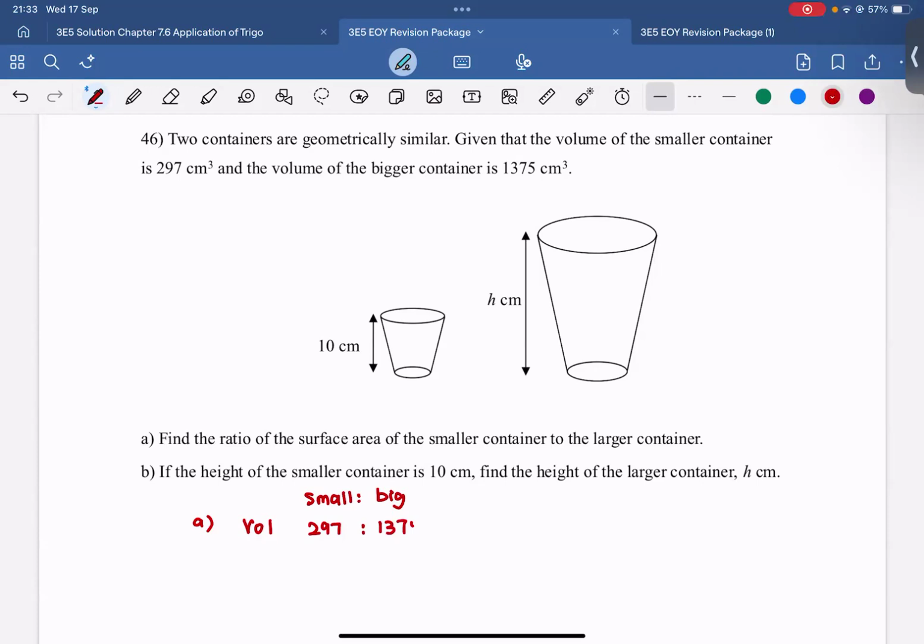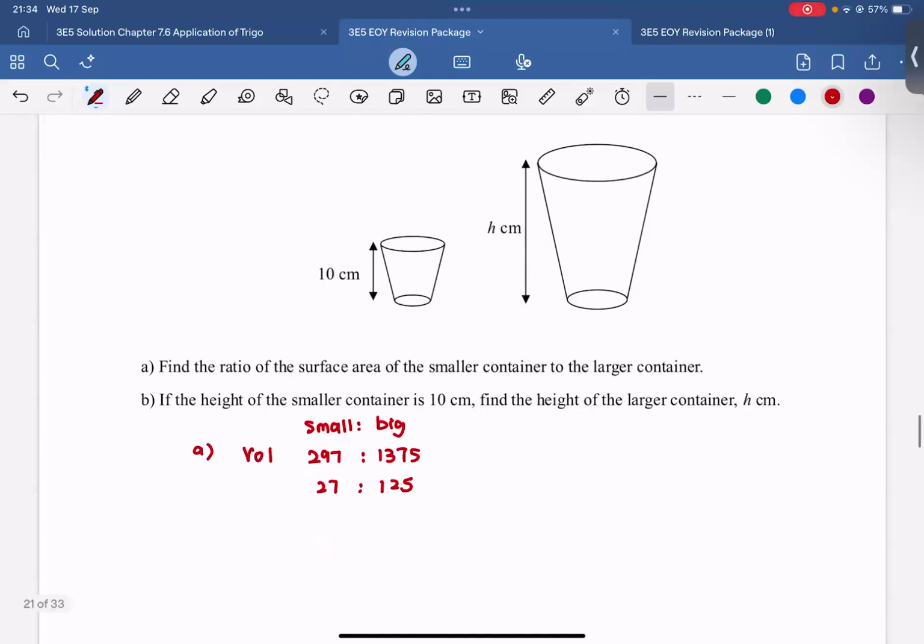What's the first thing that we need to do? Simplify this ratio first. So how do you simplify this ratio? You take 297 divided by 1375. Press your calculator in fractions. What is it? 27 to 125.